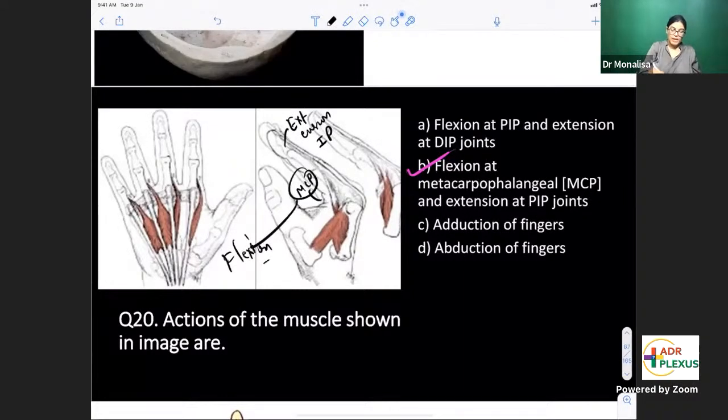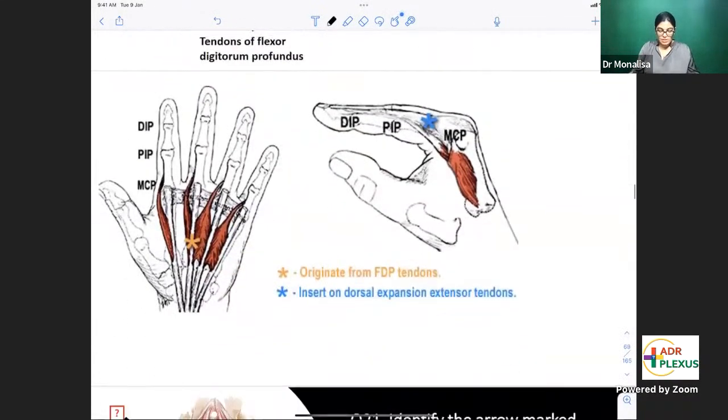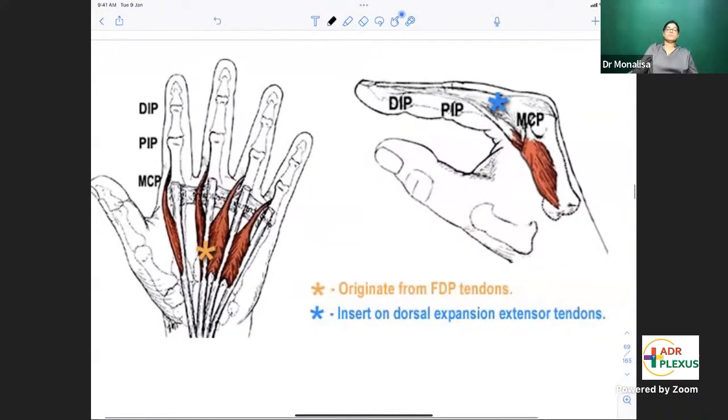This is the action of lumbrical. Just the opposite of it is the claw hand, where there is extension at the metacarpophalangeal joint and flexion at the interphalangeal joints. Yes, dear, absolutely right. So this is the action of the lumbrical muscles, causing metacarpophalangeal joint flexion and distal and proximal interphalangeal joint extension.